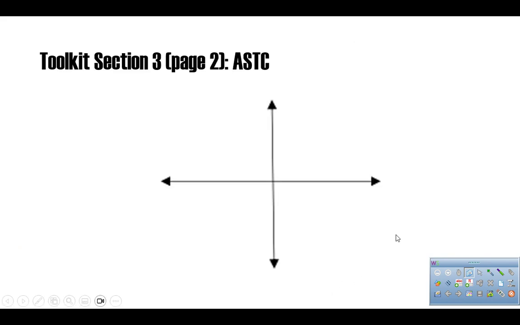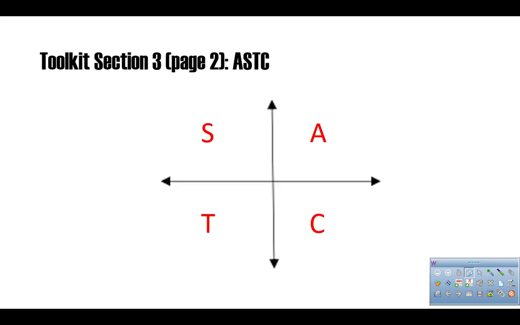We're going to start in Toolkit Section 3, page 2, with ASTC. ASTC is an acronym. It tells you places in the quadrants, okay? So we're going to go in quadrant order. Quadrant 1 is the A, 2 is the S, 3 is the T, 4 is the C. How do I remember this? All students take calculus. If you can remember that sentence, all students take calculus, you can remember the order of ASTC. What does ASTC actually mean?